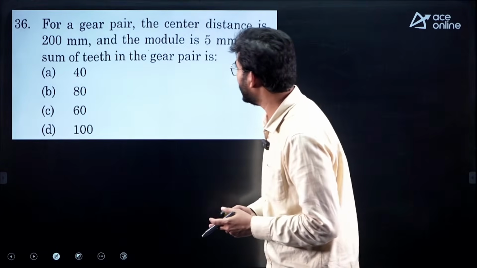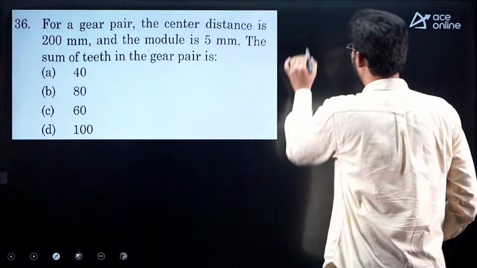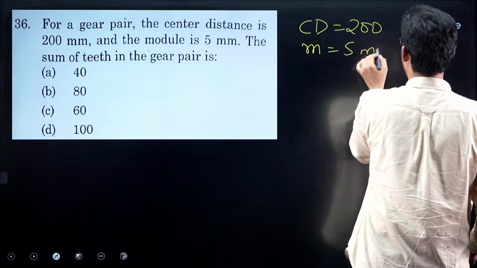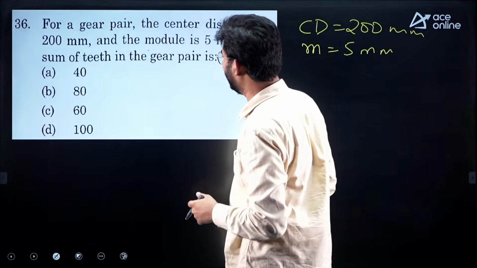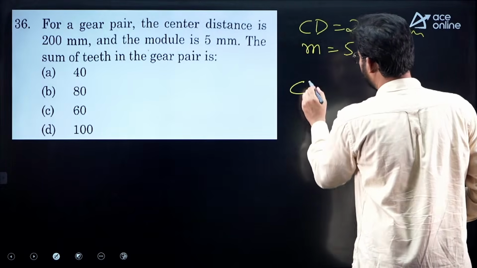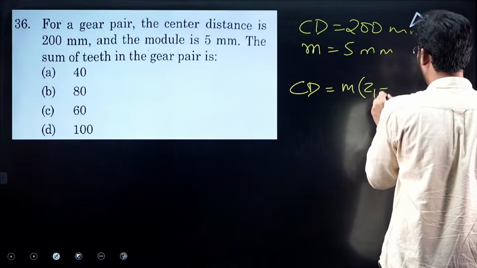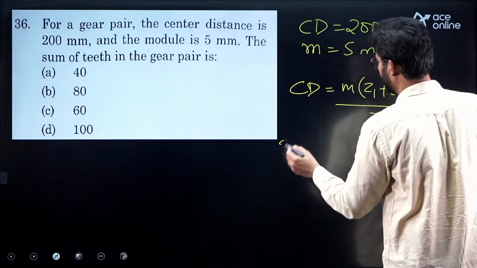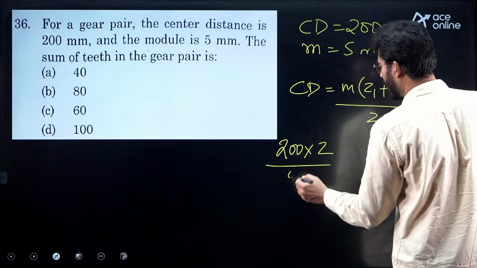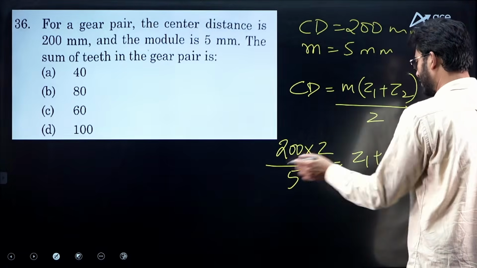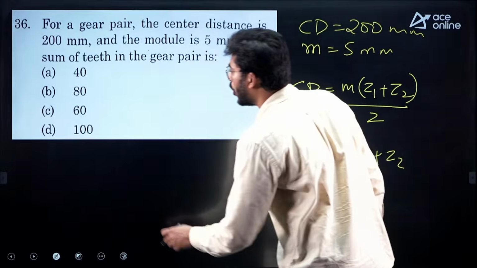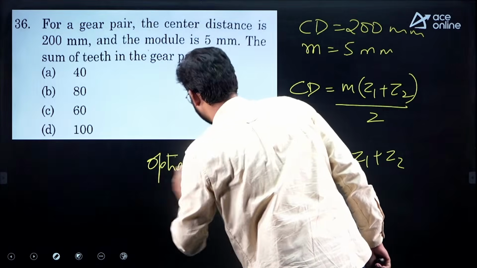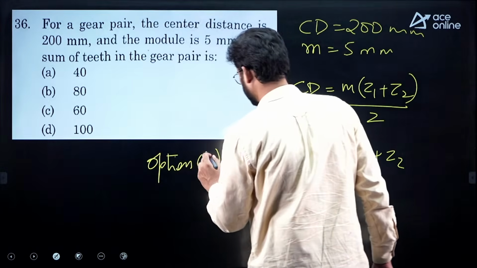Moving to next question, for a gear pair the center distance is 200 mm, so CD is equal to 200 mm and the module is 5 mm. So the summation of teeth on the gear pair is dash. Center distance is equal to module into teeth on pinion plus teeth on gear divided by 2, and we need to find the summation of both the teeth. So CD here is 200 into 2, module is 5, that's equal to Z1 plus Z2. So that's 400 by 5, which is equal to 80. So option B is the answer for this question. Sorry, option B it has to be.